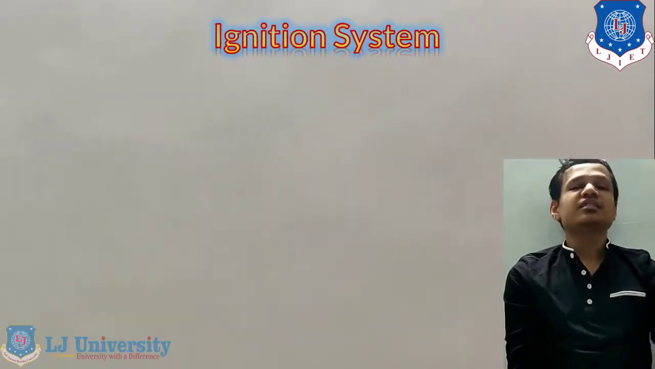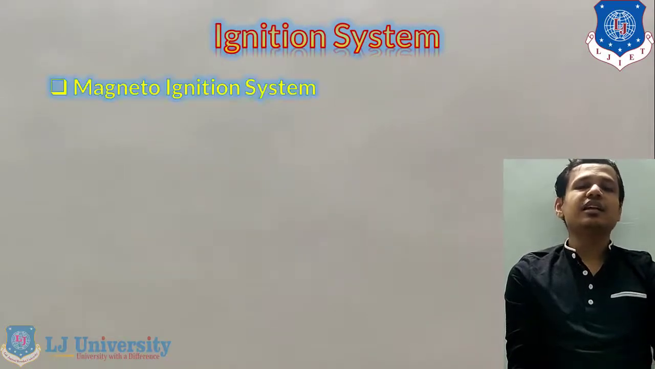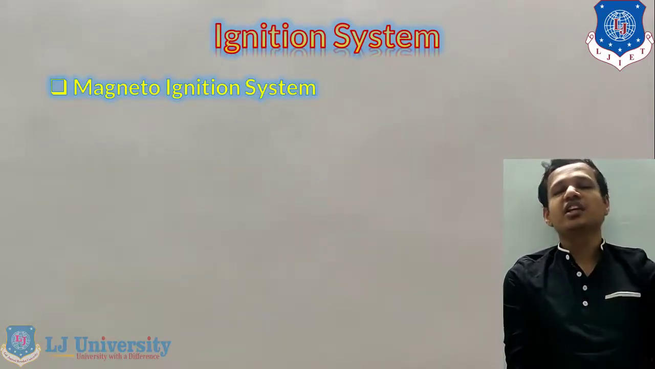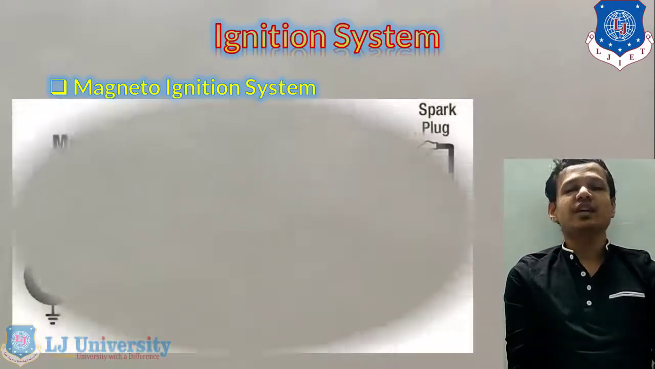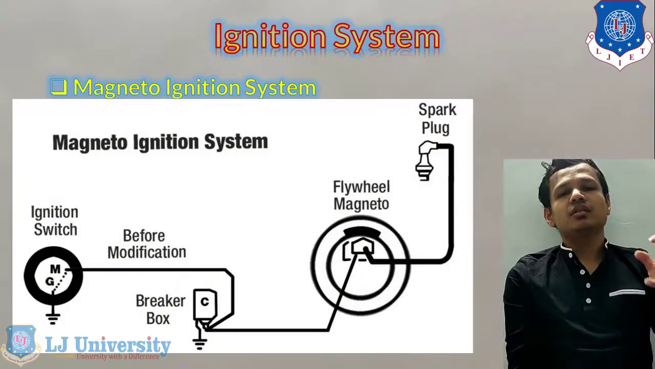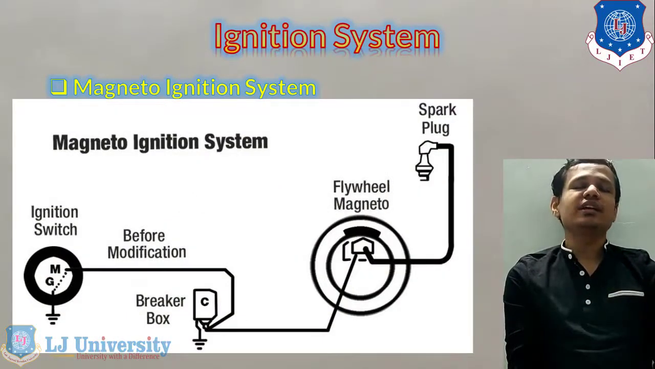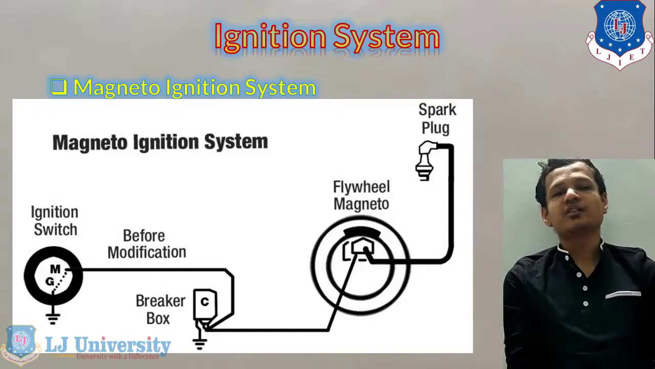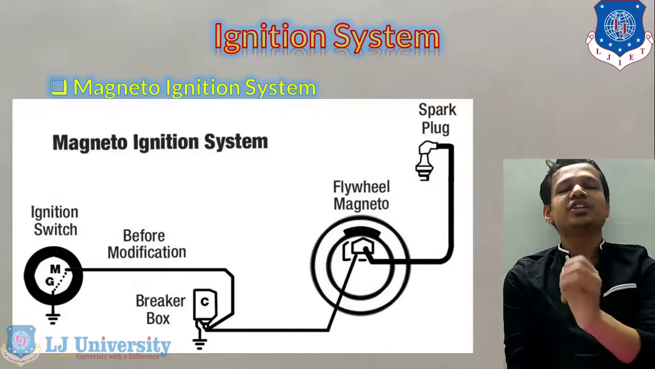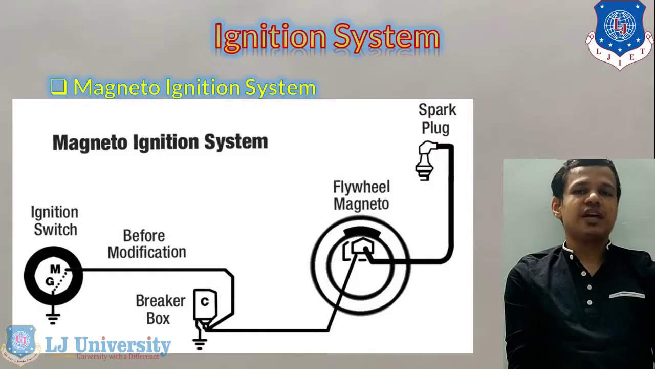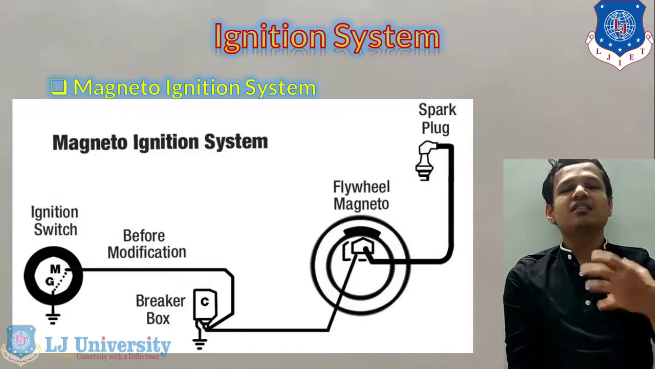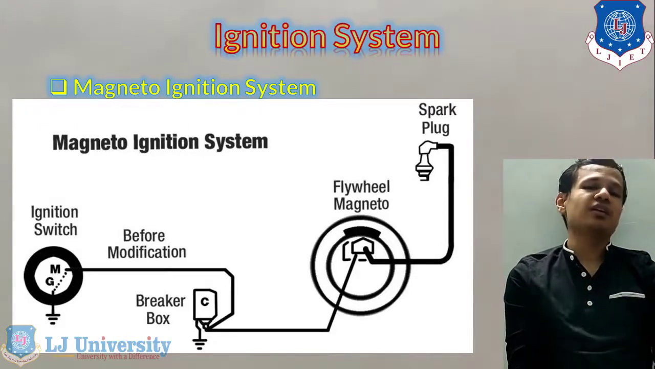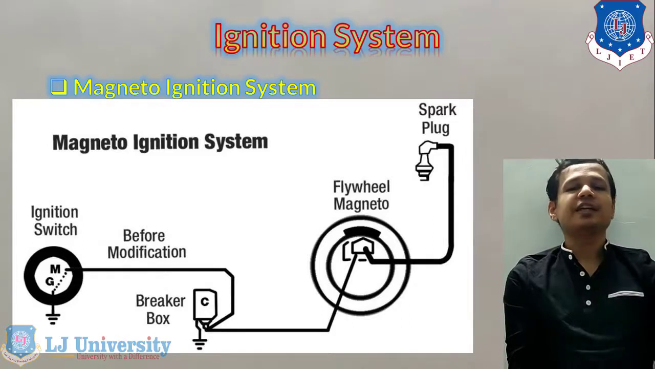Next is the ignition system. Right? There are three types of ignition system which are generally used in vehicles. The first one that we will see is the magneto ignition system. Now, the working principle of all three is the same. The only difference is how the first ignition spark is generated. Right? In this case, one magneto or one rotor is used, which supplies the current to the spark plug, which gives us the ignition. Right?